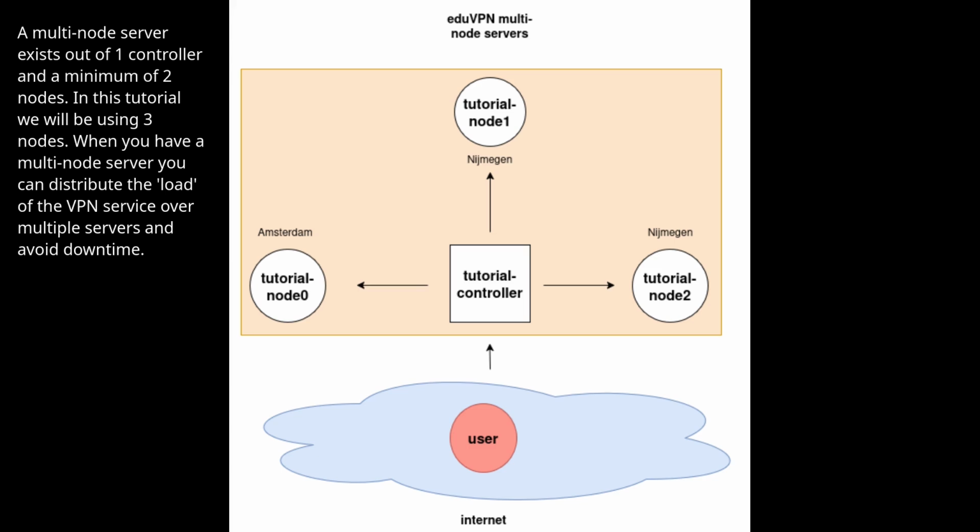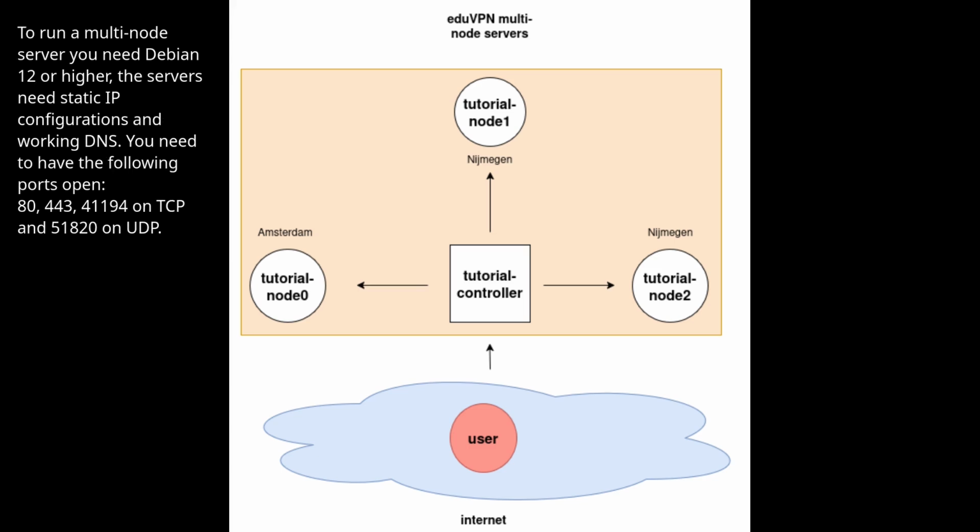When you have a multi-node server, you can distribute the load of the VPN service over multiple servers and avoid downtime. To run a multi-node server, you need Debian 12 or higher. The servers need static IP configurations and working DNS. You need to have the following ports open: 80, 443, 41194 on TCP, and 51820 on UDP.